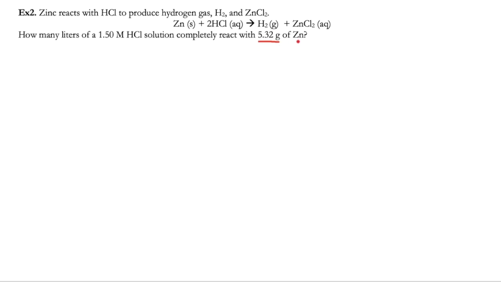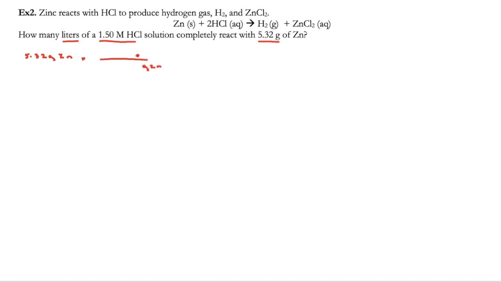So what I'm going to need to do is go from grams of zinc into, eventually, moles of HCl so that I can use this concentration in order to calculate liters, because I'm going to use my concentration as a conversion factor. So I'm going to start with 5.32 grams of zinc, and I need to get out of grams of zinc by putting grams of zinc on the bottom, and I'm going to put moles of zinc up top.